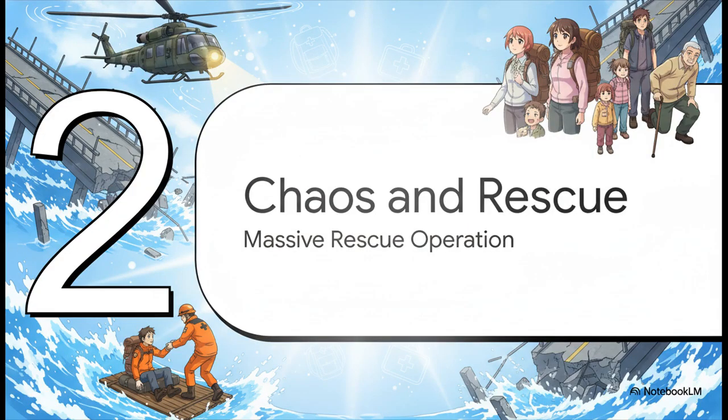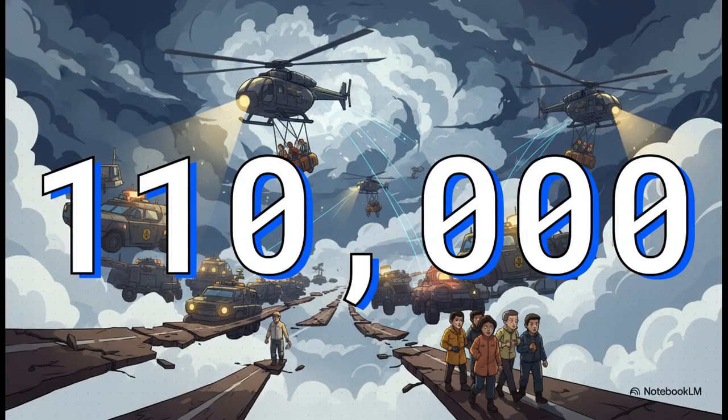Moving on to Section 2. Chaos and Rescue. Mobilizing a massive response. The crucial point here is exactly how authorities responded to tens of thousands of stranded tourists, pilgrims, and locals in a terrain that essentially just lost all its roads. I mean, the logistics of this rescue were just mind-boggling.